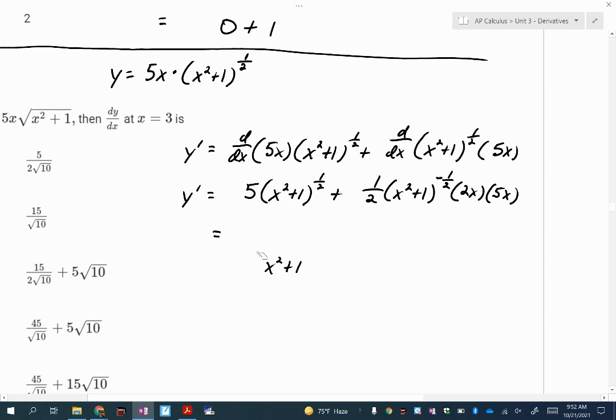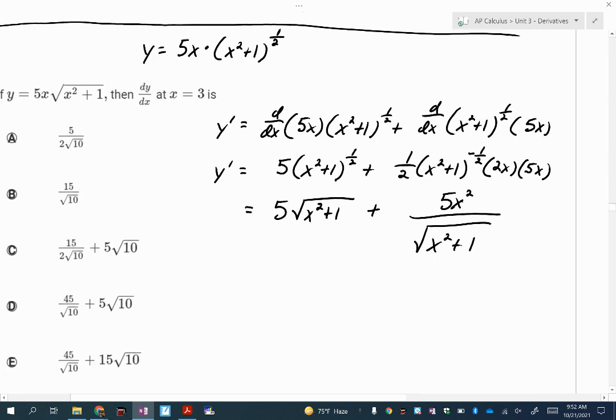I don't know why I put that over. Sorry, let me try again. That one's not the negative one. So 5 times the square root of x squared plus 1. That's better. Plus, again, like before, the 1/2 and the 2 are going to cross out. That's going to leave me with 5x squared over the square root of x squared plus 1.